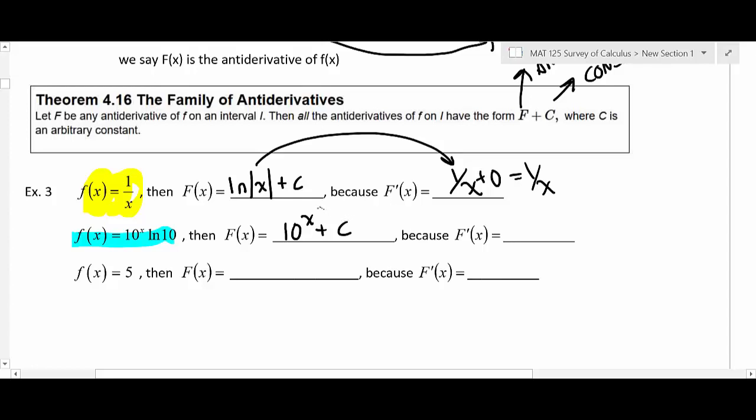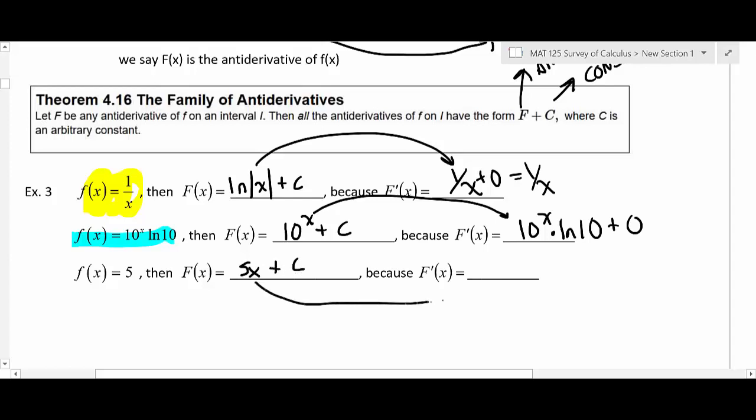Remember, when we do the derivative of 10 to the x, we said it's itself, and then what? Times the natural log of 10. So see, it checks. Of course, the derivative of the constant would be 0. How about 5? 5x. Right. If you do the derivative of 5x, you get 5, so you've got the plus c. And the reason it's right is because the derivative of 5x is 5, the derivative of c is 0, so you're back to the beginning.